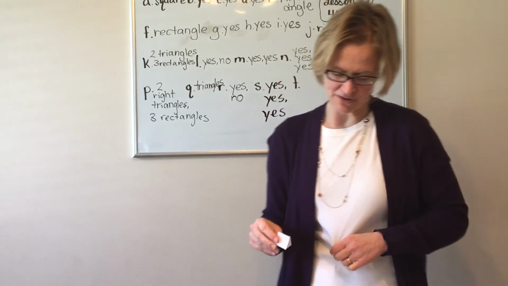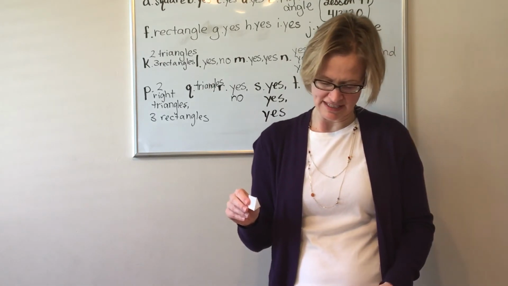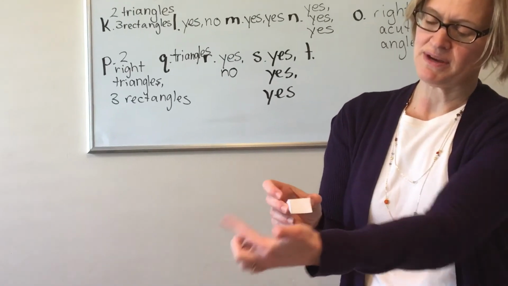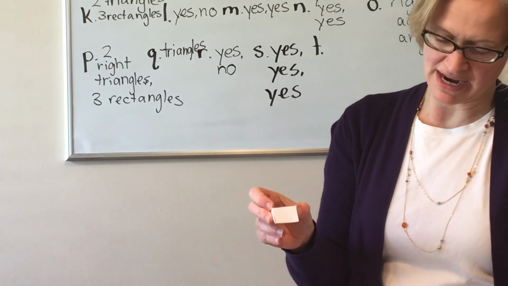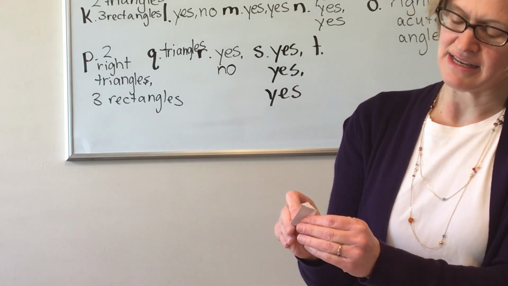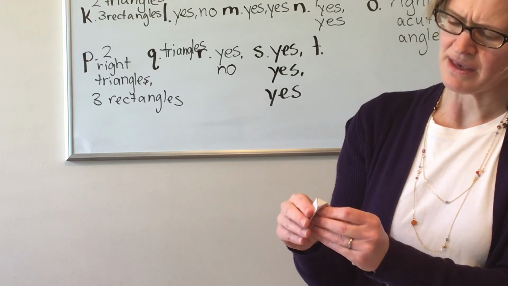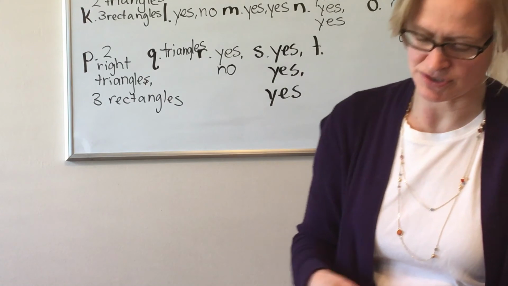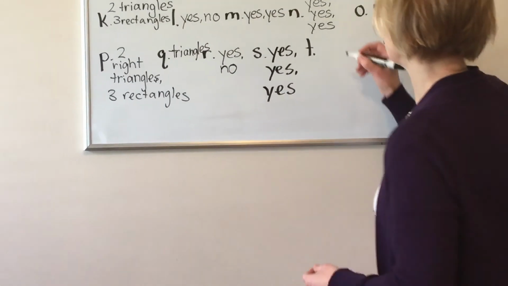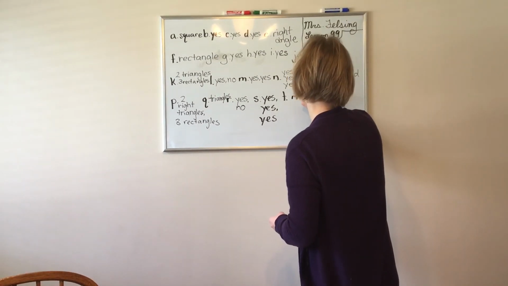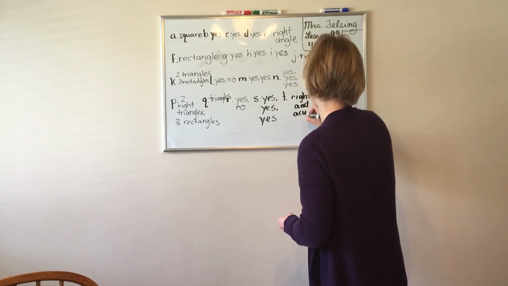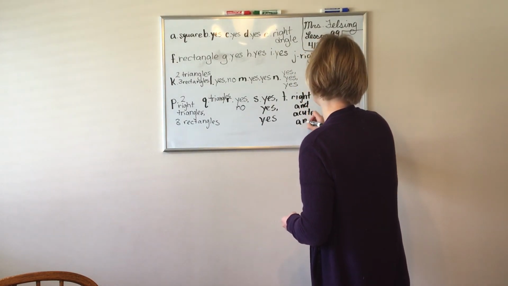Letter T. What types of angles are formed by the intersecting edges? Well, if we take a look over here, we go this way and that way. We have right angles. And then again here, if we go this way, it's smaller than a right angle, so acute. So for T, it's right and acute angles.